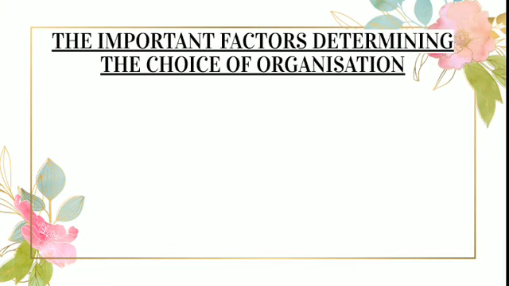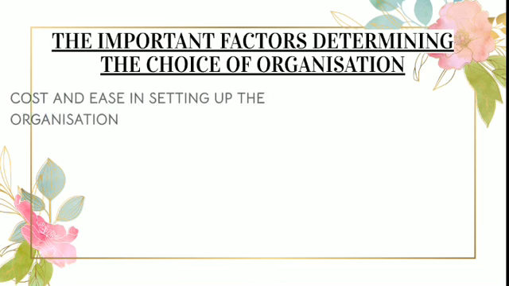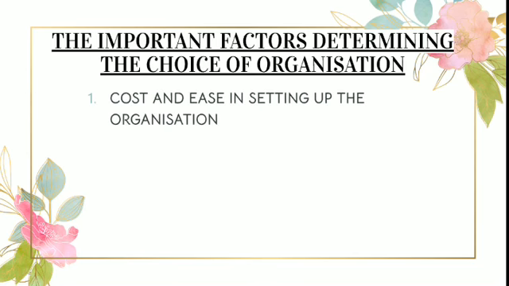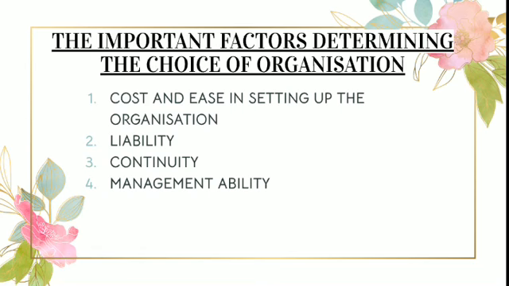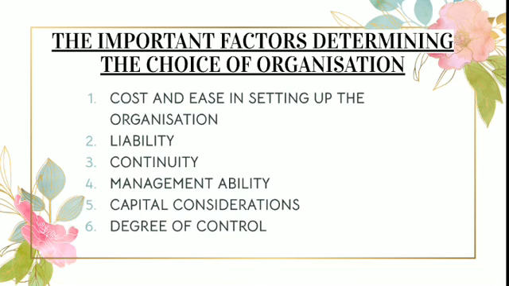So we'll do this. The important factors determining the choice of organization are as follows. The first one is cost and ease in setting up the organization. The second one is liability. The third one is continuity. The fourth one is management ability. The fifth one is capital considerations. The sixth one is degree of control. And the seventh one is nature of business. So these are the 7 points to be kept in mind, very important points while choosing the form of organization, that is business organization. We'll study this one by one.